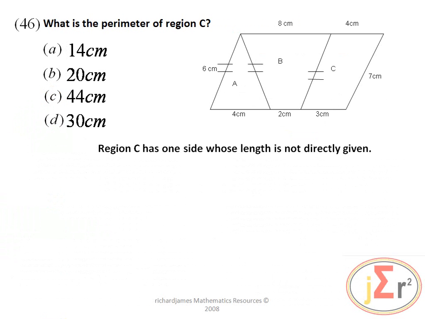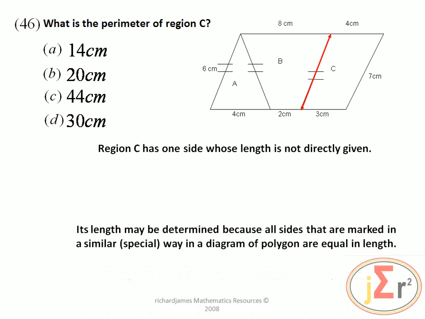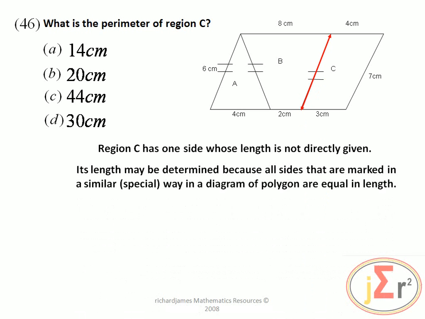What is the perimeter of region C? Region C has one side whose length is not directly given. Which side is that? That side. Its length may be determined because all sides that are marked in a similar and special way in a diagram of polygons are equal in length.